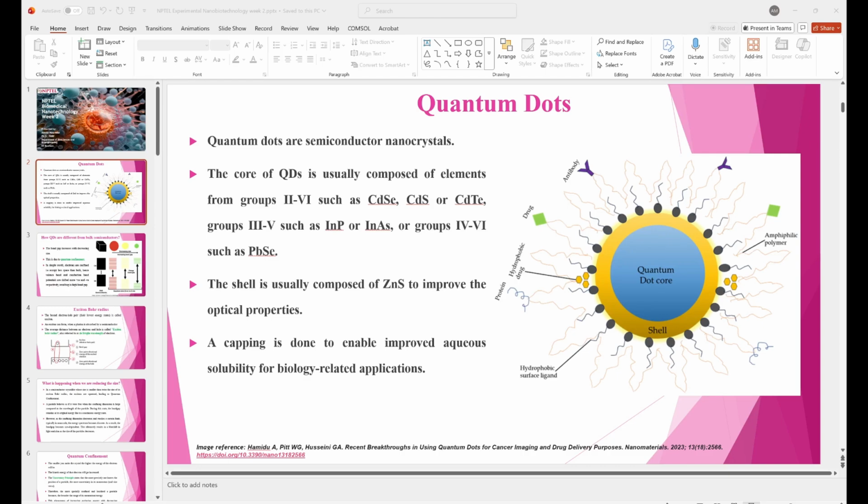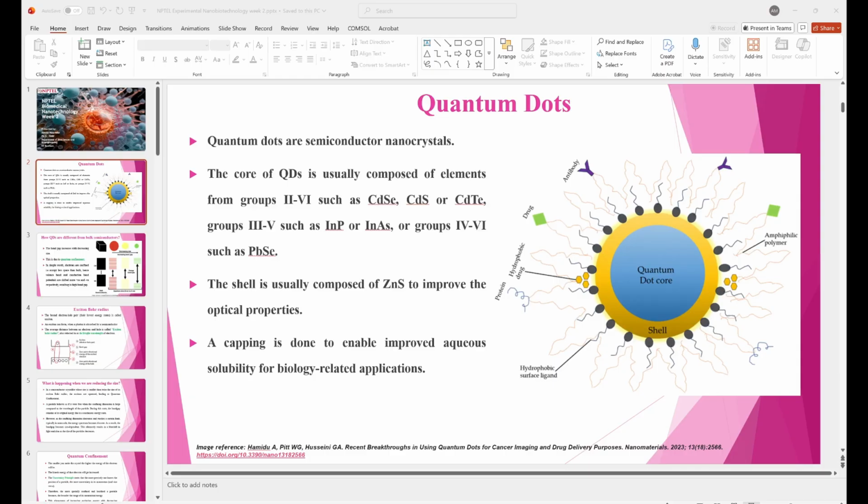as indium phosphide or indium, or groups 4,6. What is there in group 4,6? Just such as lead, selenium. So the shell is usually composed of ZnS to improve the optical properties.